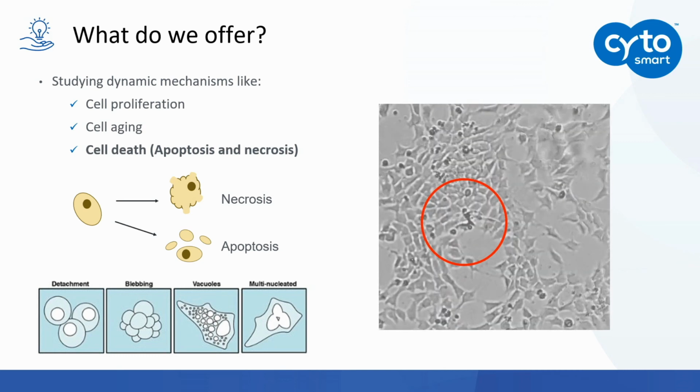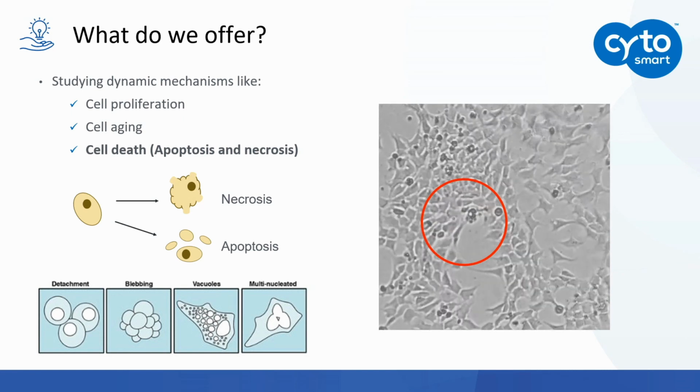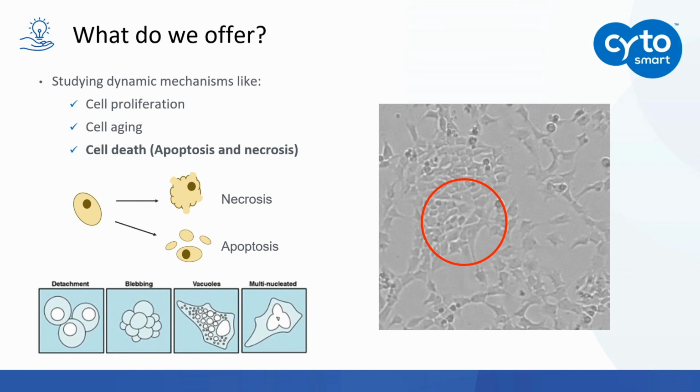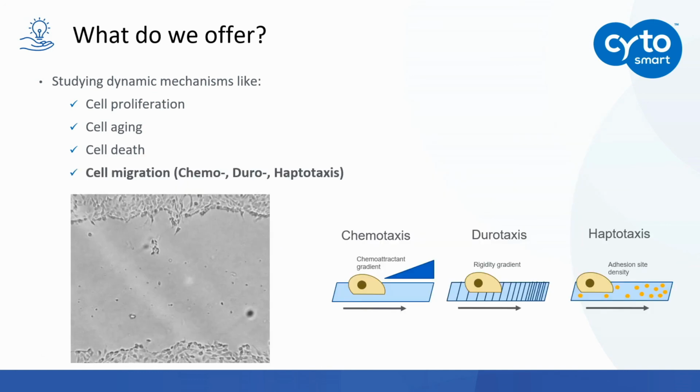So when you see this process actually happening in a video, it makes much more sense than when I tell you this by showing these pictures. And that also applies to a process, for example, like cell migration. Because students are taught that cells can migrate upon different mechanisms, for example, by a difference in chemoattractant gradient, a difference in rigidity, or a difference in density of adhesion sites.